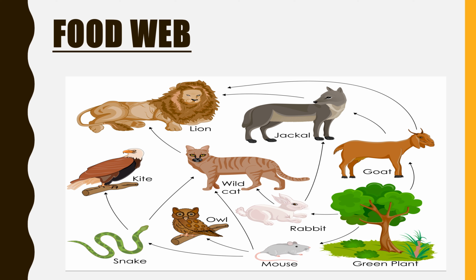And then the snake is eaten by the kite. Also you can see the wildcat is eaten by lion. So what is this? It is interconnected. The interconnected food chain is also known as food web. Understood? Now moving further.